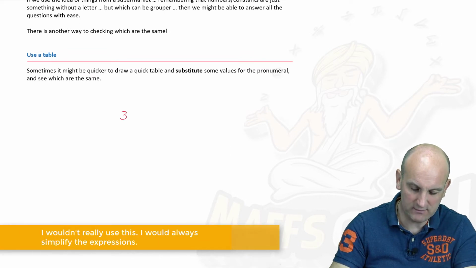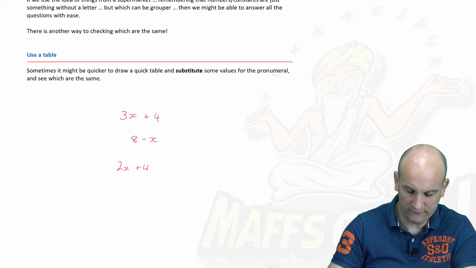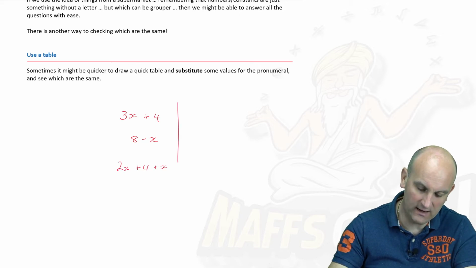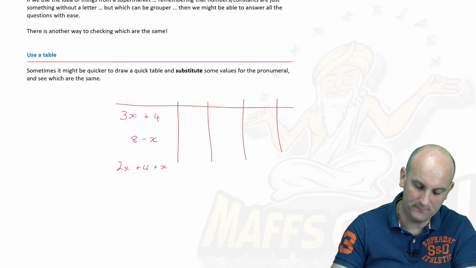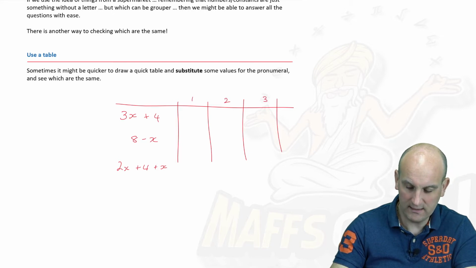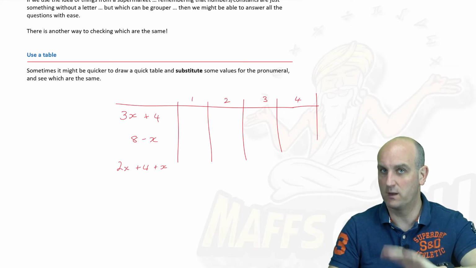So what I'm going to write here is 3x plus 4, 8 minus x, and I think it was 2x plus 4 plus x. Right, so I don't have a table at the moment. Let's actually have a go at putting some x values in: 1, 2, 3, and 4. I'm just going to substitute some values in. Now, we know how to substitute. Take the x out, put the number back in.